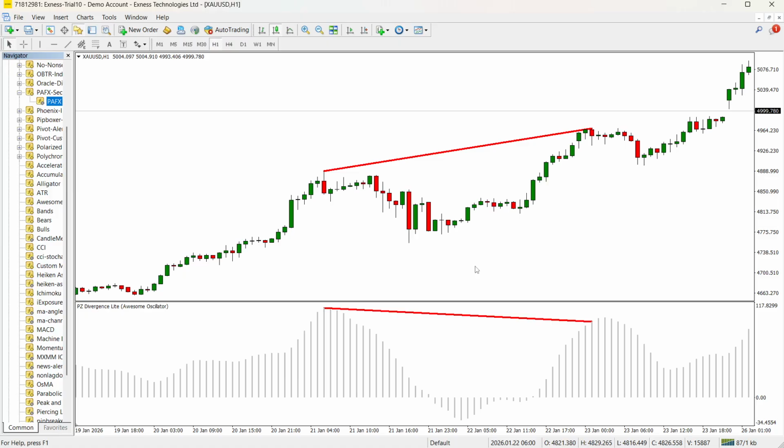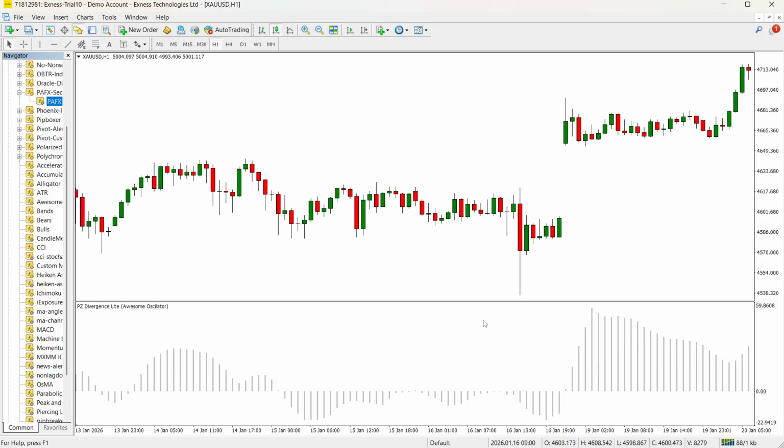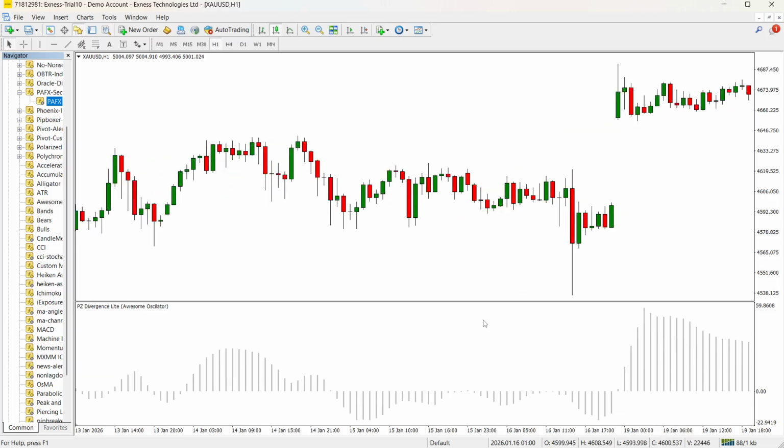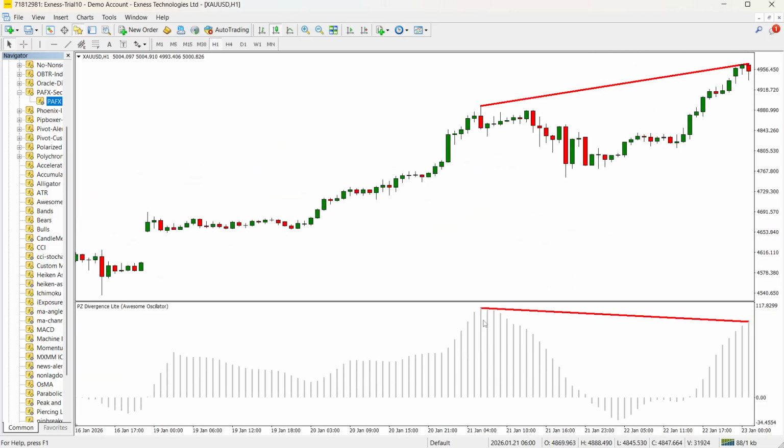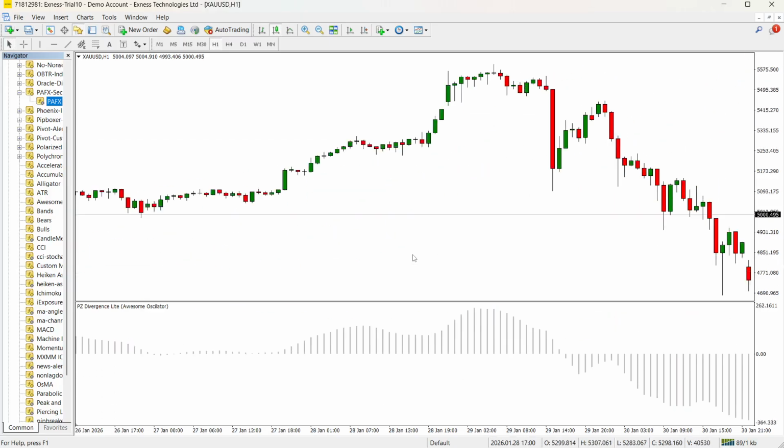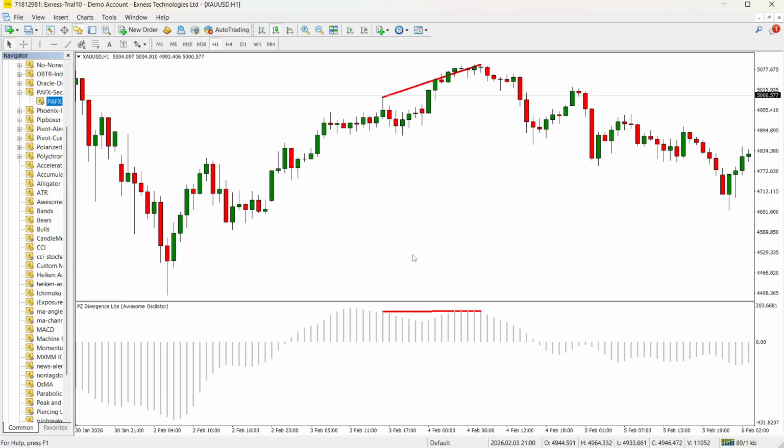As you can see, the PAFX Secret Indicator loads into a separate sub-window below the main chart, where it plots a histogram oscillating around the central zero line. The bars extend upward and downward from zero to show changing momentum, with bullish conditions reflected by bars on one side of the line and bearish conditions on the opposite side.